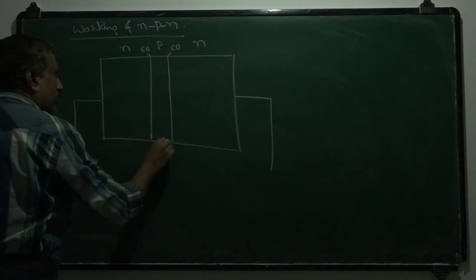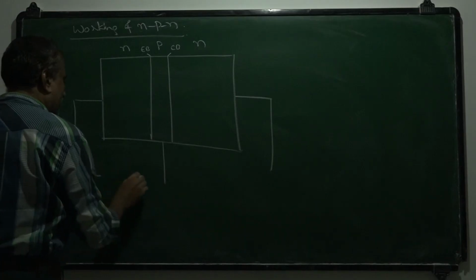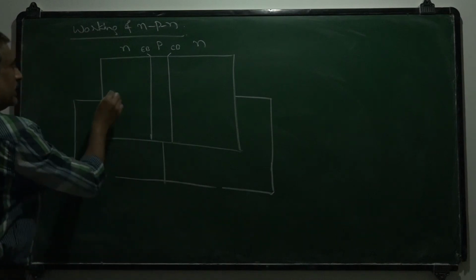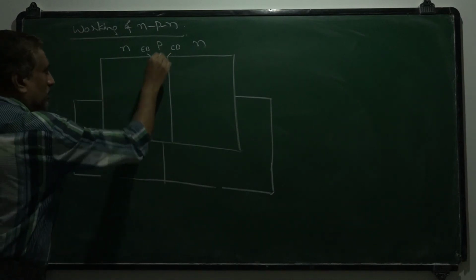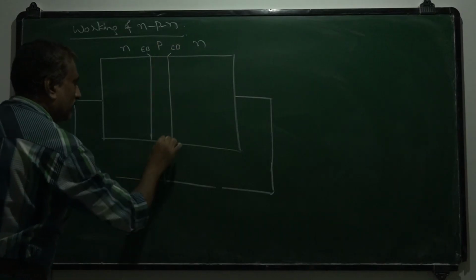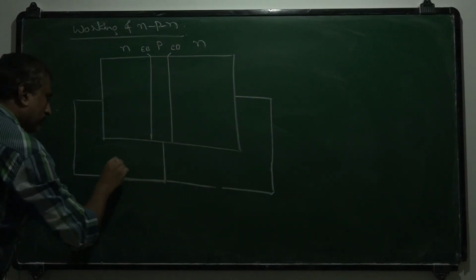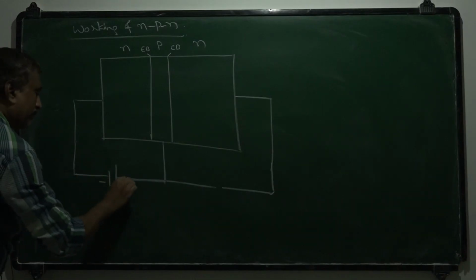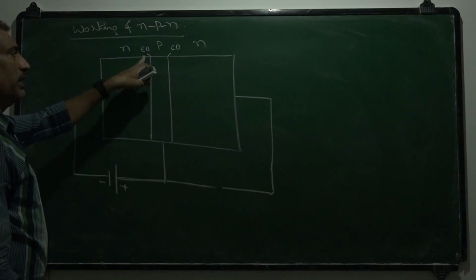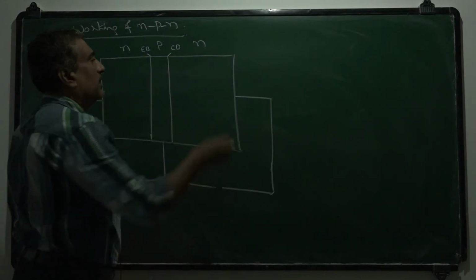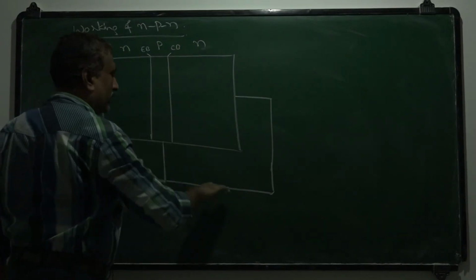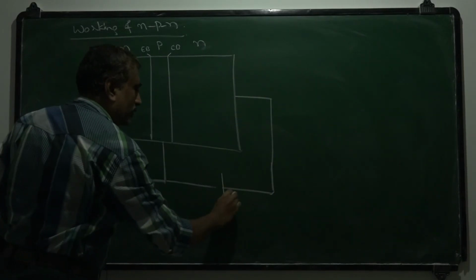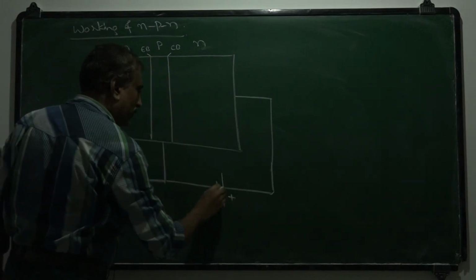So actually, what you have to do is the emitter base junction is forward biased and the collector base junction is reverse biased. So here it is N and here it is P. To make forward bias, this P type is connected to the positive terminal of the battery and N type is connected to the negative terminal, like this. So this junction is forward biased and this junction is to be reverse biased. Reverse bias means P is connected to negative polarity and N is connected to positive polarity, like this.